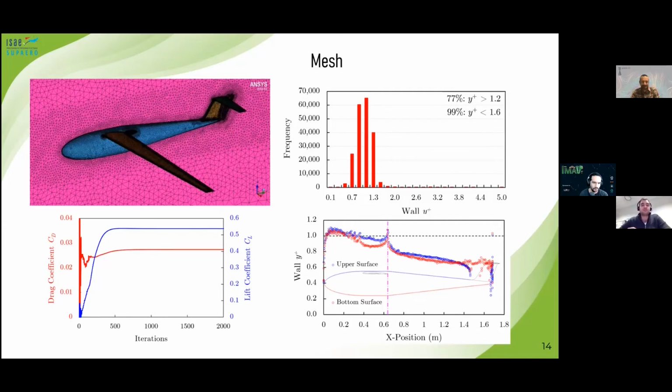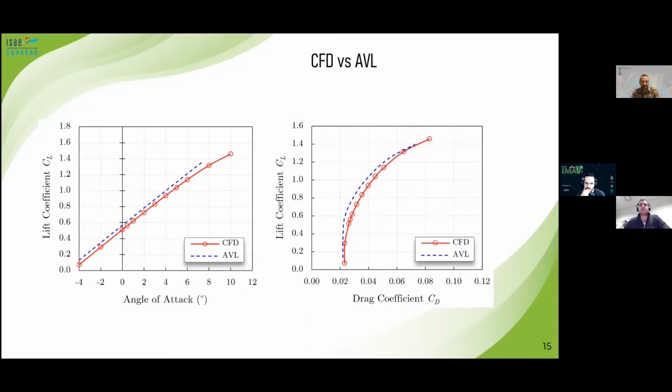We have also looked into the convergence of the drag coefficient and lift coefficient to determine the necessary number of iterations for the steady simulations. And we have also looked at the Y plus on the fuselage specifically, trying to resolve correctly the boundary layer on our airplane. So here we have also compared some results of the AVL with the CFD.